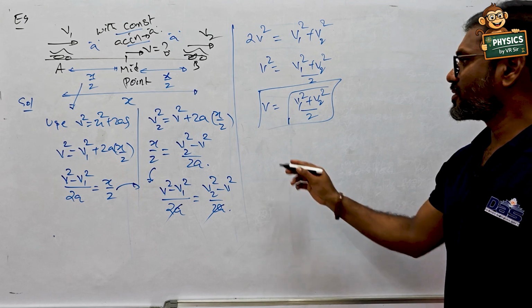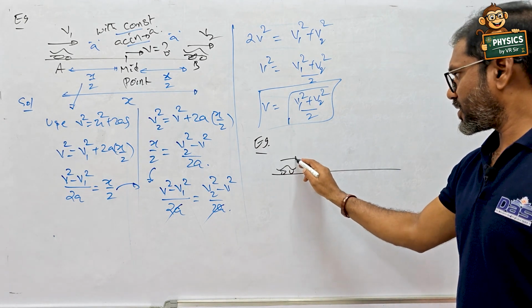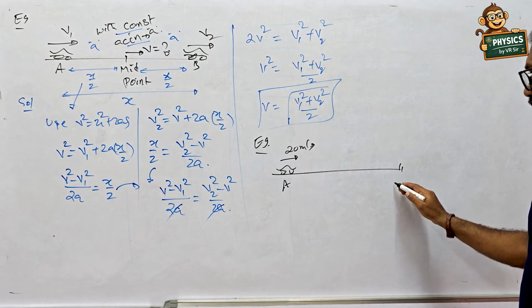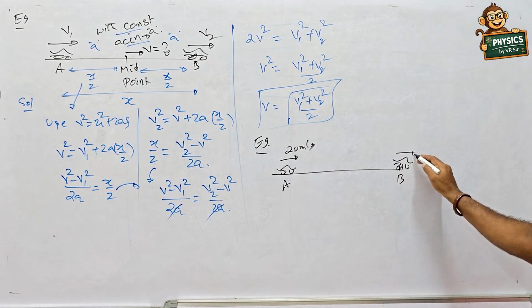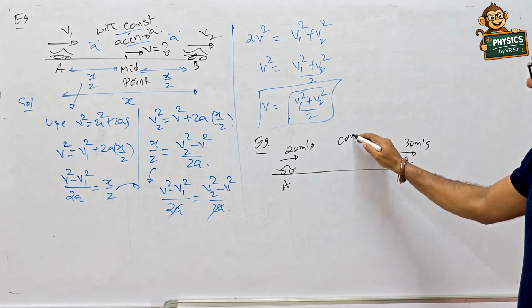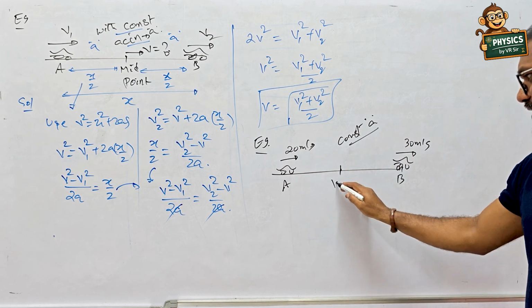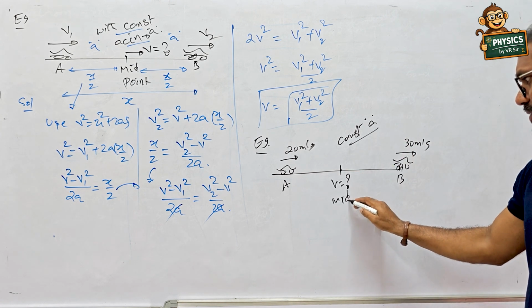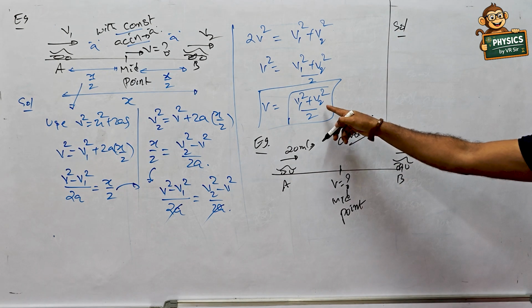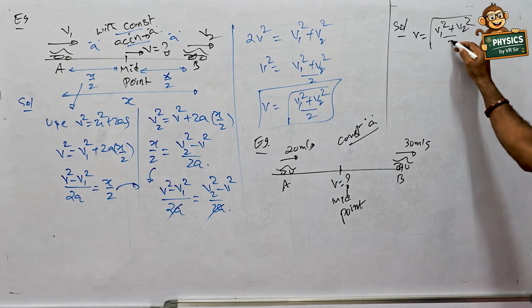Now for an example, if you take numerical values: the vehicle is moving with velocity 20 meters per second at point A, and when it reaches point B, it is moving with 30 meters per second, maintaining constant acceleration. So what is the velocity at the midpoint? For this case, use this formula directly. So v is equivalent to root over v1 square plus v2 square upon 2.